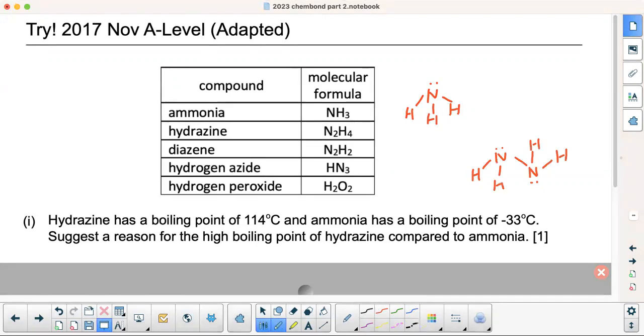Why does hydrazine have a higher boiling point than ammonia? That's it. Ask yourself, the first question is, because it's boiling point, you're breaking intermolecular forces. Am I right? You must ask yourself what kind of intermolecular forces there are, and suggest a reason.